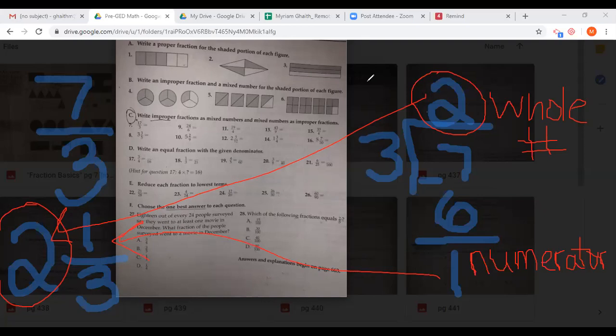Okay. Let's try another one, okay? Let's look at number 5. I'll give you a minute to copy down what I have on my screen, and then we will look at number 5.